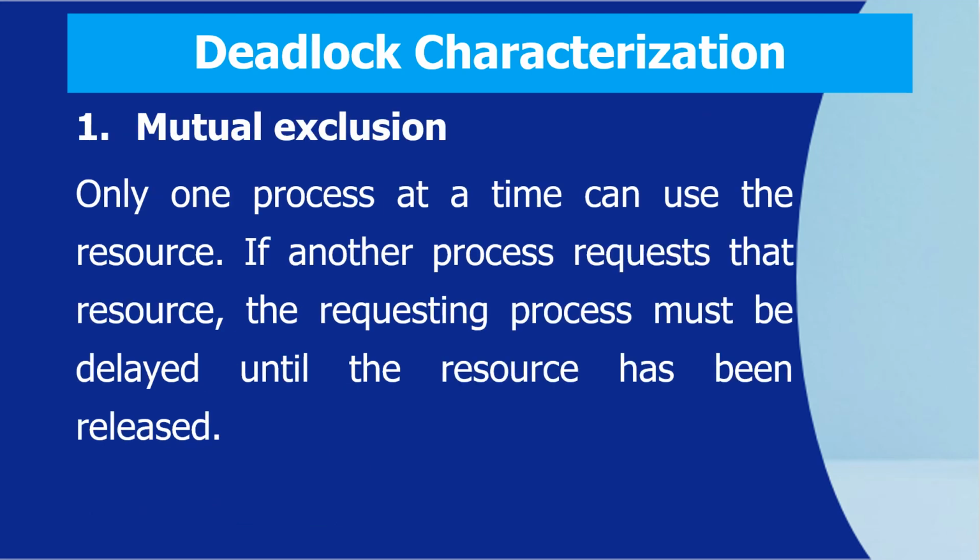The first one is mutual exclusion. Only one process at a time can use a resource. If another process requests it, the requesting process must be delayed until the resource has been released.